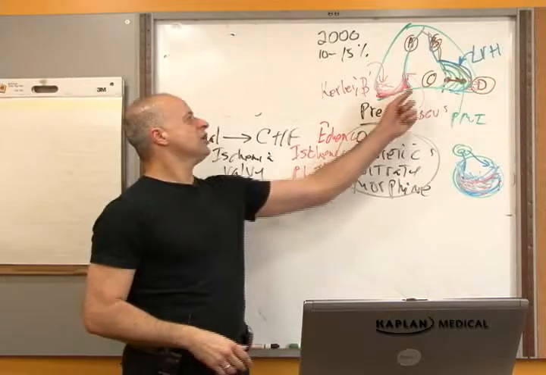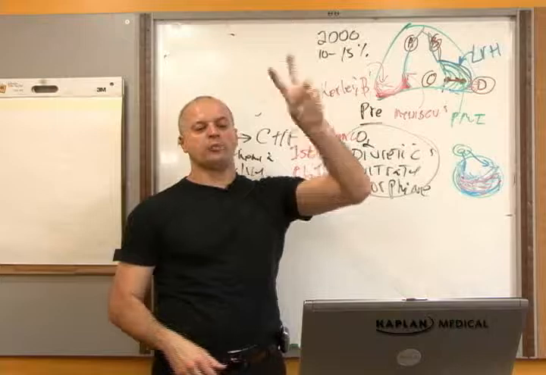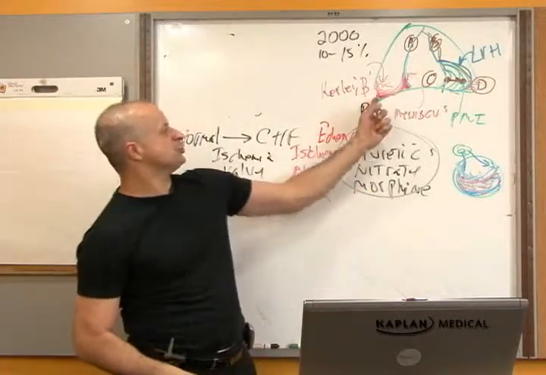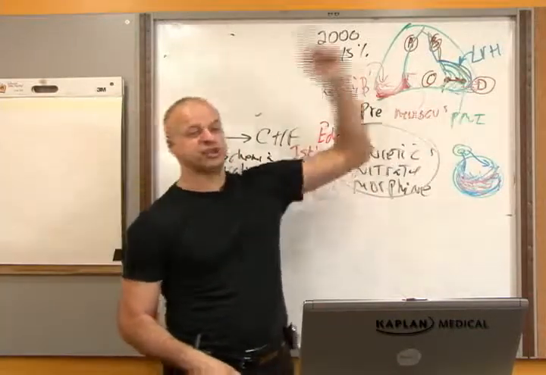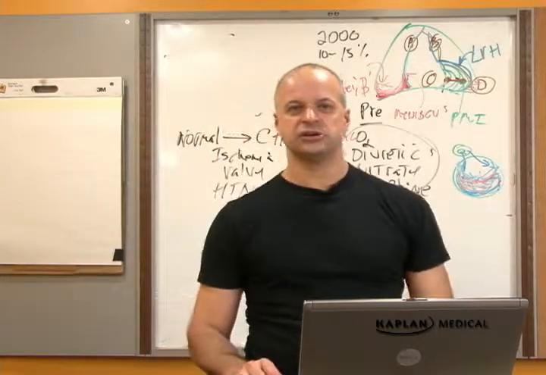So what do we have? Effusion, Kerley B lines, left ventricular hypertrophy, pulmonary vascular congestion. These are the x-ray findings.